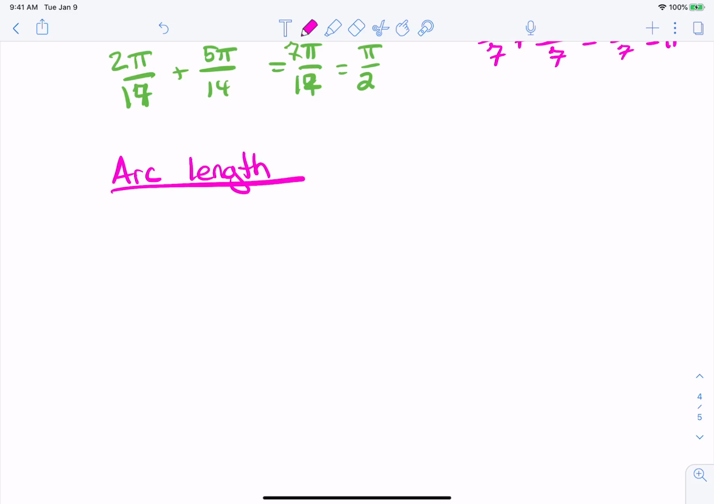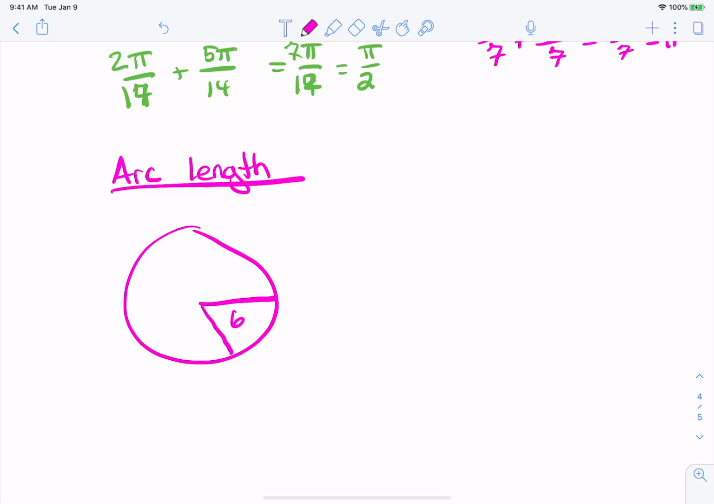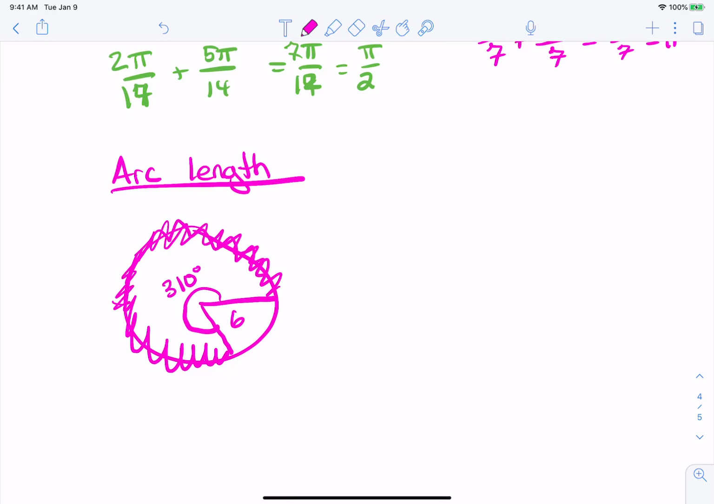So let's say I have a circle and the radius now is 6. And we'll do a big angle. So let's say this is 310 degrees and I want to find this length, all the way around here. Okay, how do I find that length?